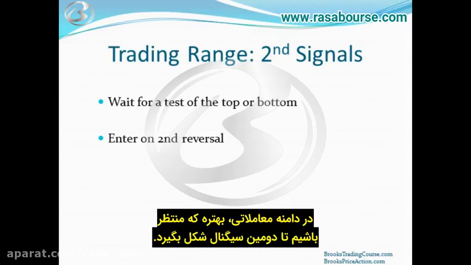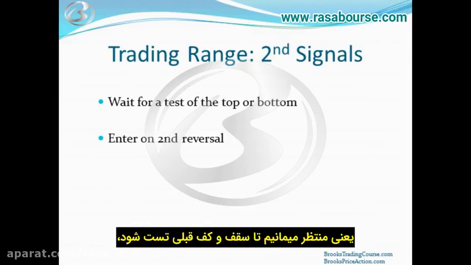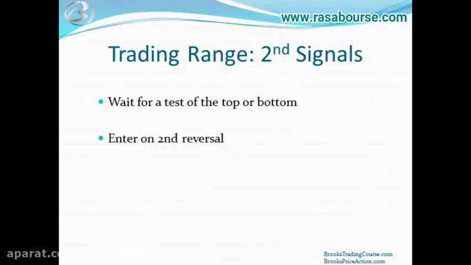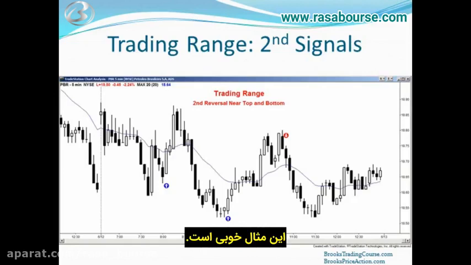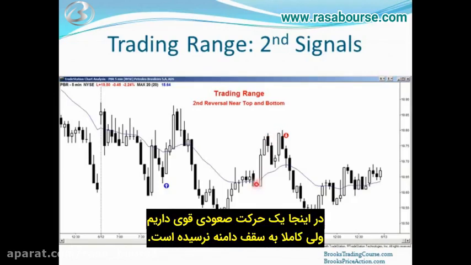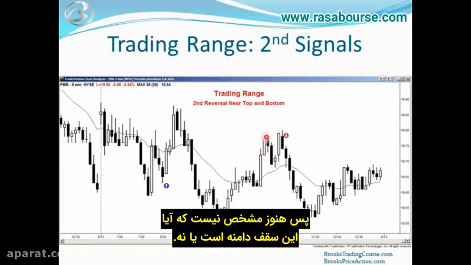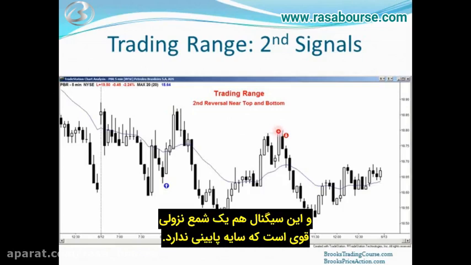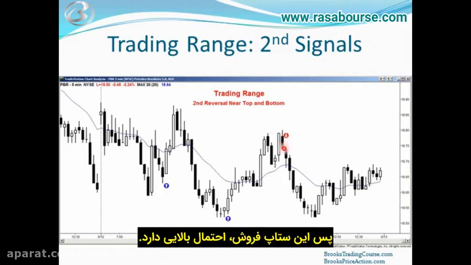Second signals in trading ranges. You wait for a test of the top or the bottom, and then enter on the second reversal. This is an example. This is a good example. Strong push up, not quite to the top of the range, so it's not clear that this is the top. And then we have a second signal here, and the second signal is a strong bear bar closing on its low. So that's a higher probability sell setup.